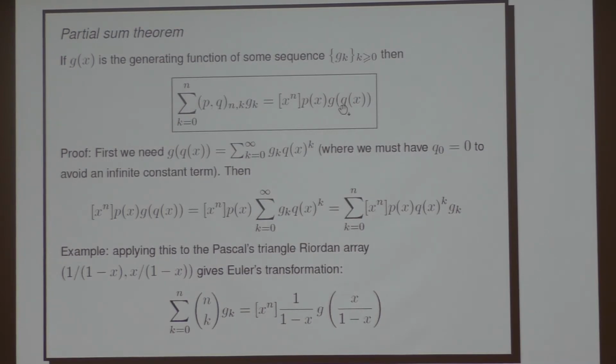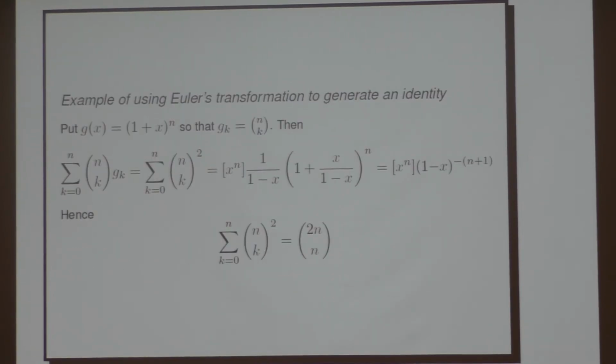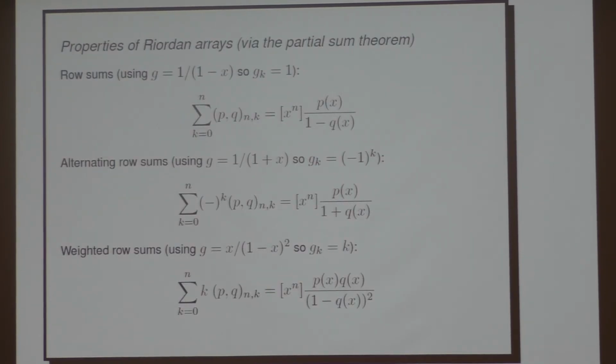So g of q, g is 1 over 1 minus x. We've got p, and so we just end up with 1 over 1 minus q times p, which is this. Similarly, we can get the alternating row sums, where instead of having 1, we've got 1 alternating with minus 1 to the k. The generating function for that is 1 over 1 plus x, same as before.